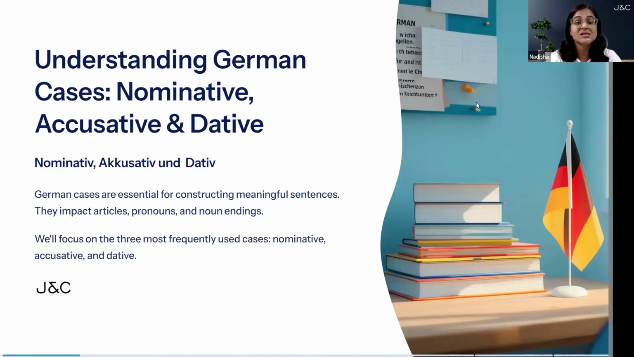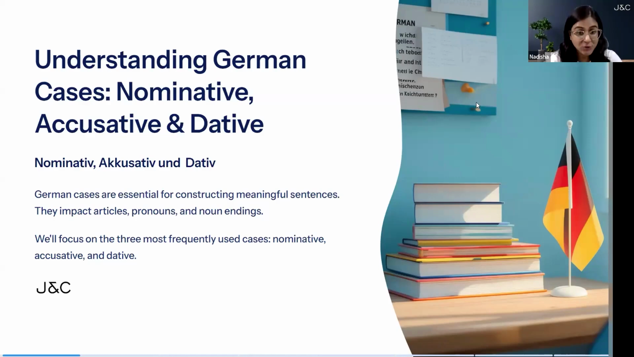In German, it is Nominativ, Akkusativ, und Dativ. In German, nouns, pronouns, and articles change depending on their role in the sentence. This is called the case system or casus. There are four cases in German, but today we'll be focusing on the three most commonly used ones: nominative, accusative, and dative. Nominative is the subject who is doing the action.